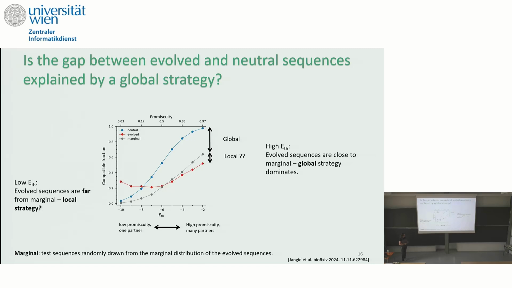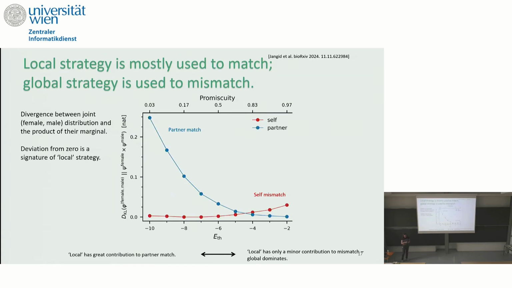Okay, so to find the effect of the local strategy, I'm reminding you that we need to look at the joint distribution of the two partners or anti-partners. And then we compared it to the product of their marginals. So whenever there is an adjustment, what we should see is that the joint distribution is different from the product of the marginals because they evolve to be statistically dependent. Okay, so this is what I'm showing here. It's the Kullback-Leibler divergence between the joint and the product of the marginals.